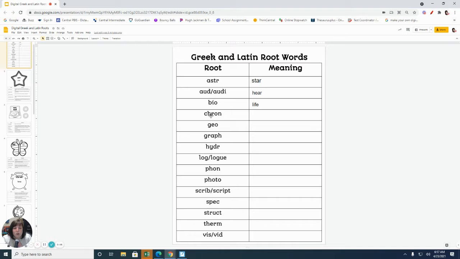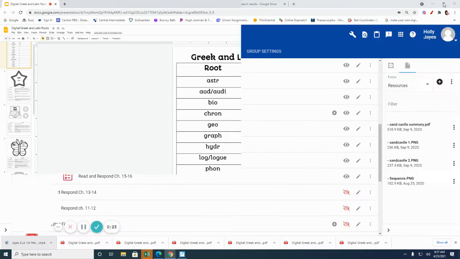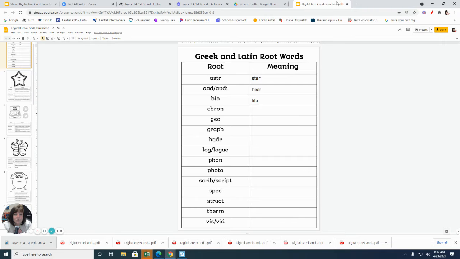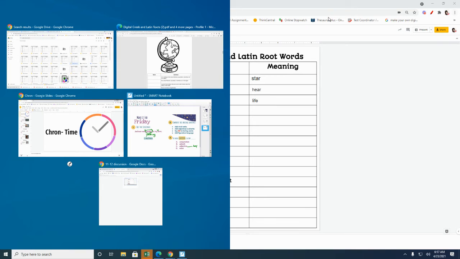Okay, so we'll be working on Chron. So go ahead and you can split your screen in half. And whoops, I want to split my screen in half.